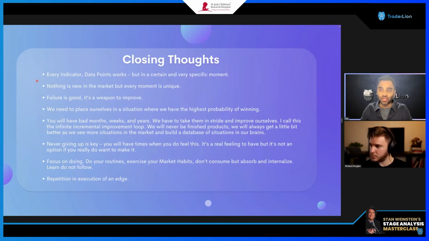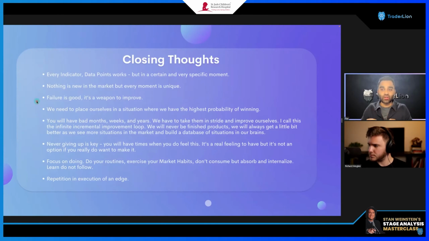He's mastered that setup. So every data point works, and it has its own time frame that it works in. The second one is nothing is new in the markets if you study it historically, but every moment is unique. What I'm trying to communicate with that is you can't have just one certain scenario and say, okay, with this edge, this has to work because I've seen it work. There's always probabilities that it won't work as well. So always have scenario A and scenario B that you're operating upon. There's no guarantees in the market.